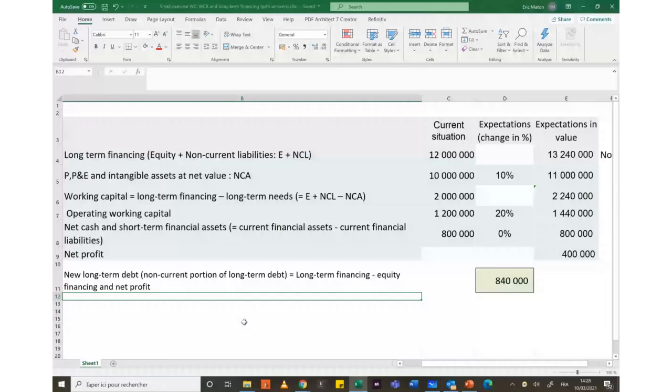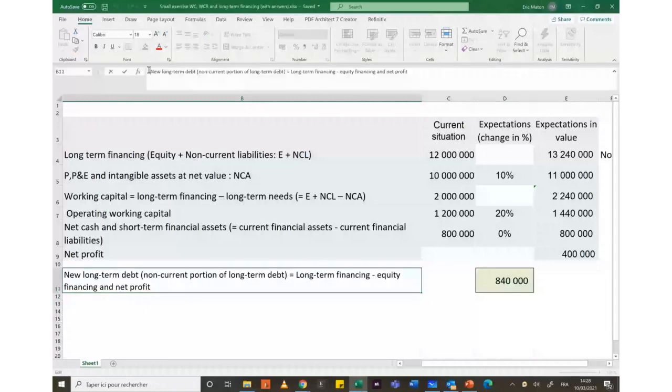So annuity is a kind of net new long-term debt. So net new long-term debt, because it's a long-term financing.